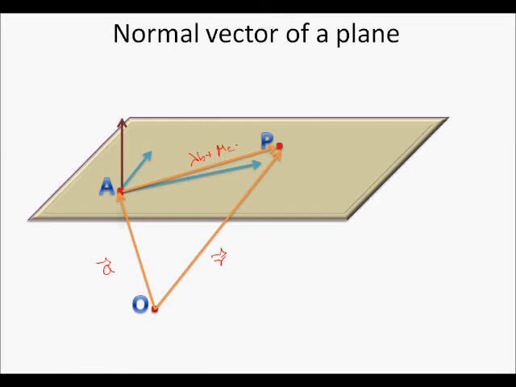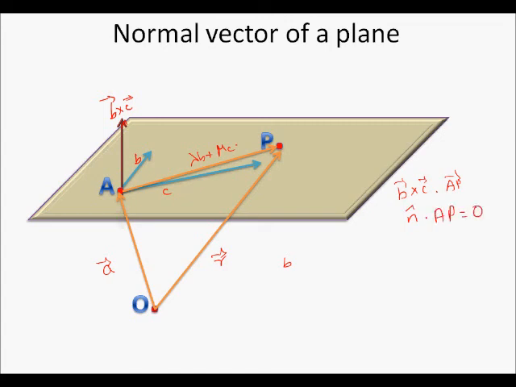But what is this normal vector? It is perpendicular to the plane containing B and C. Therefore, this vector will be along the direction of B cross C. So this line vector, which is the normal vector, is B cross C. And we know that B cross C is perpendicular to AP, or we can also say the normal dot AP is equal to 0.